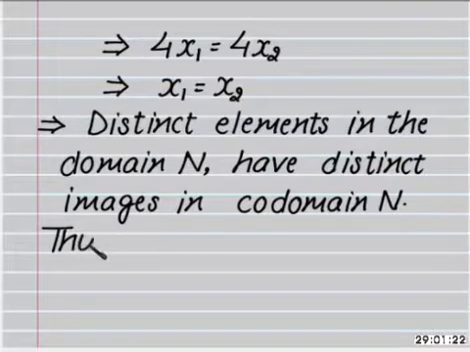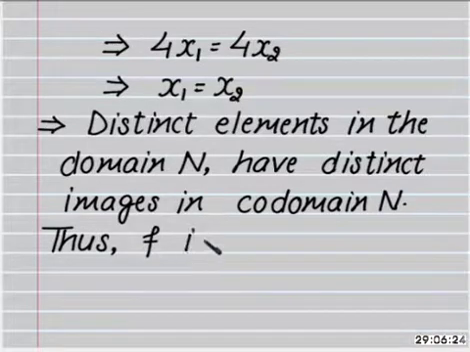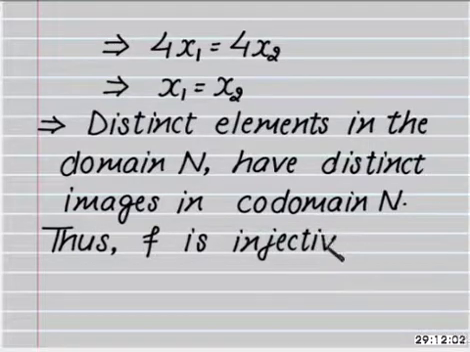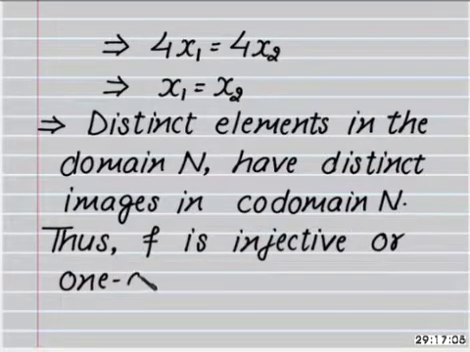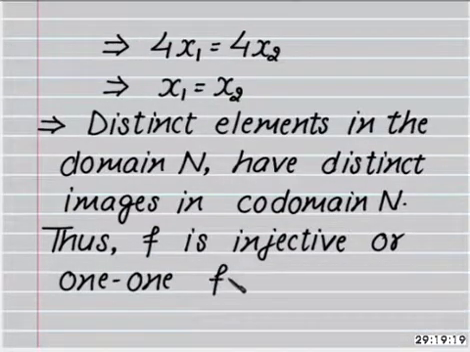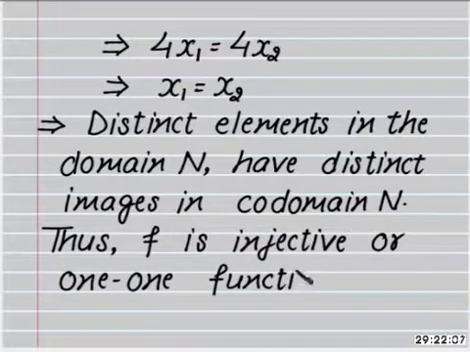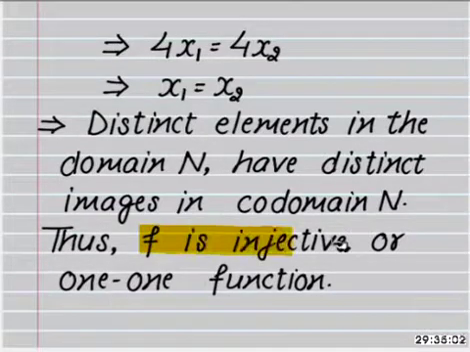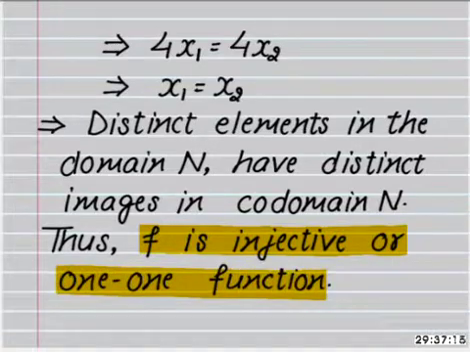Thus, we can say that function f is injective or one-one function, because every element in its domain N has a distinct image in its codomain N. So function f is injective or one-one function.